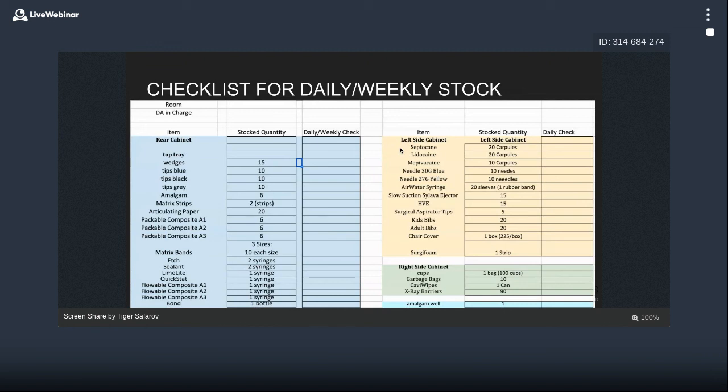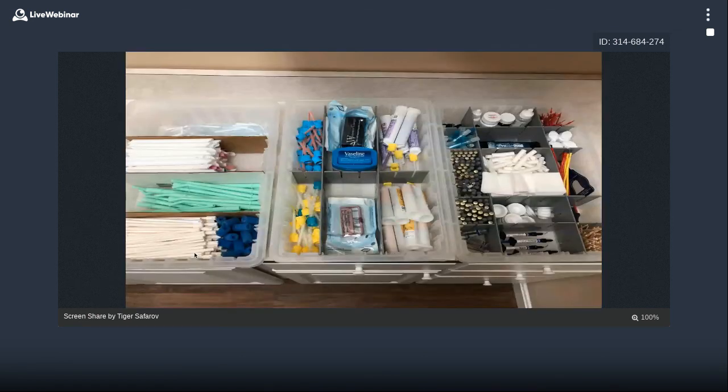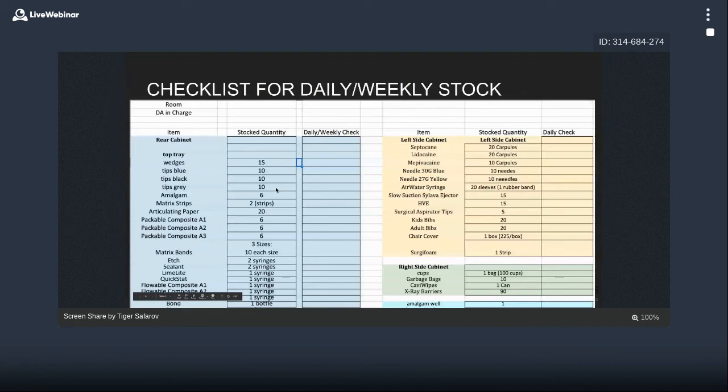Now, the way it's going to work is on that checklist, you're going to have the items that are in that treatment room or the sterile, and you have the stock quantity. So the stock quantity is recommended stock quantity. So you can see, for example, wedges 15, tips blue 10, and then you can see where that cabinet is. It's a rear cabinet, top tray, then you see the matrix band, and that recommended stock quantity is, again, only recommended.